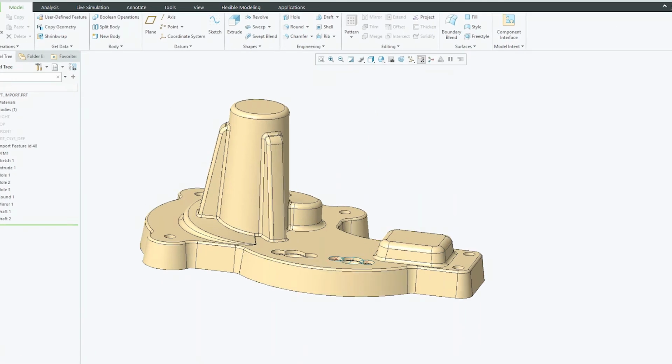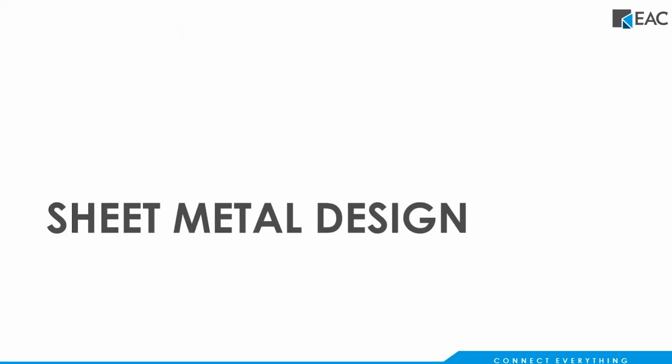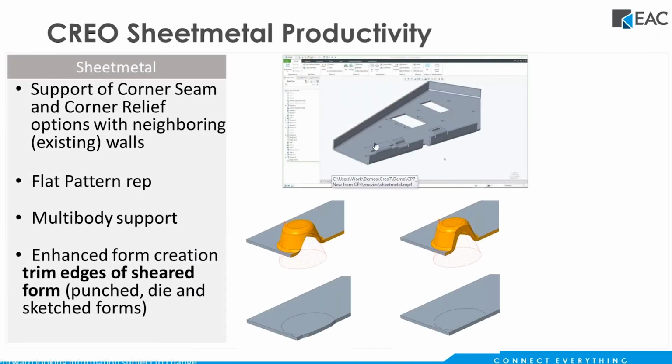Let's go back to our PowerPoint here for a second. Sheet metal, some things have changed. A couple of things I want to highlight here is that if we add a wall and there's already an existing wall, it can merge into that wall. It can allow you to put in corner relief and corner seams and things like that.